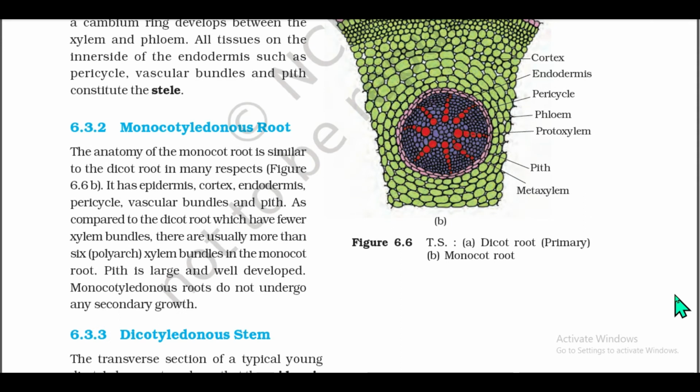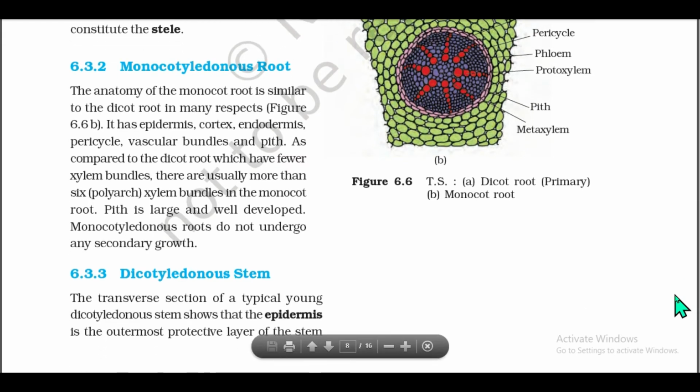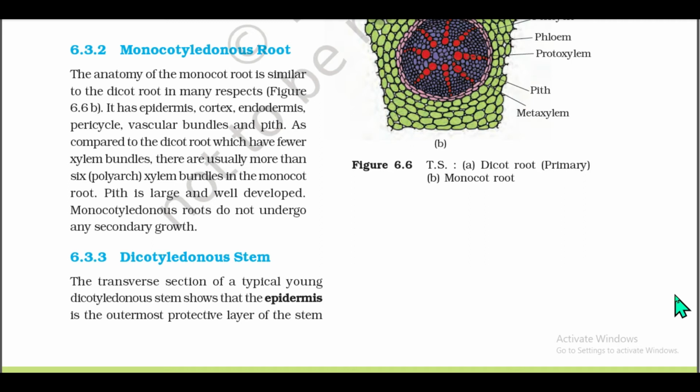6.3.2 Monocotyledonous root. The anatomy of monocot root is similar to the dicot root in many respects. Figure 6.6b. It has epidermis, cortex, endodermis, pericycle, vascular bundles and pith. As compared to the dicot root which has fewer xylem bundles, there are usually more than 6 polyarch xylem bundles in the monocot root. Pith is large and well developed. Monocotyledonous roots do not undergo any secondary growth.